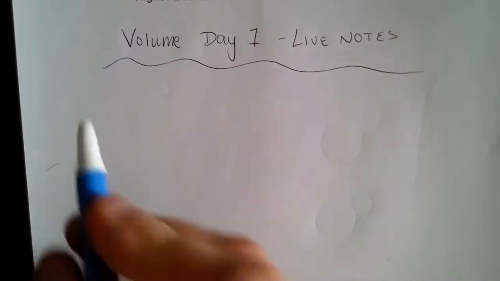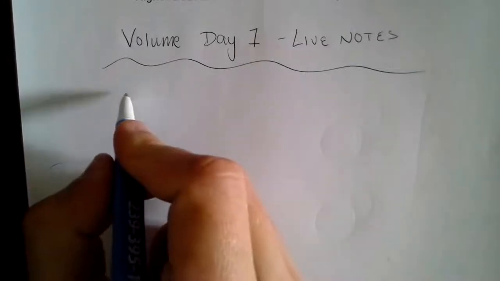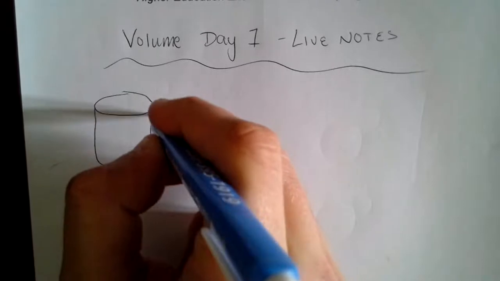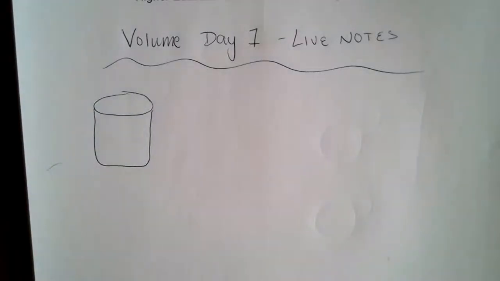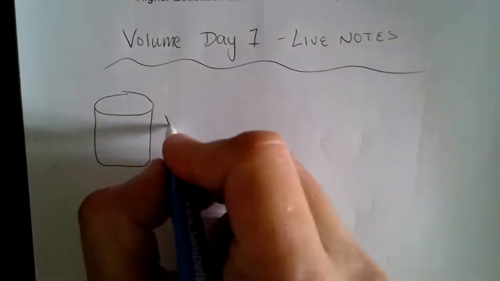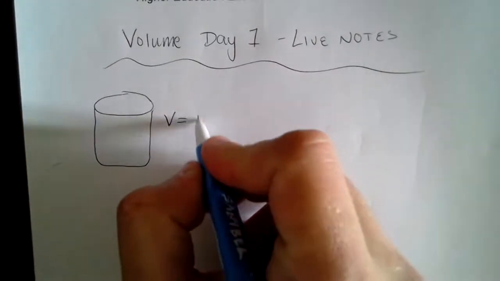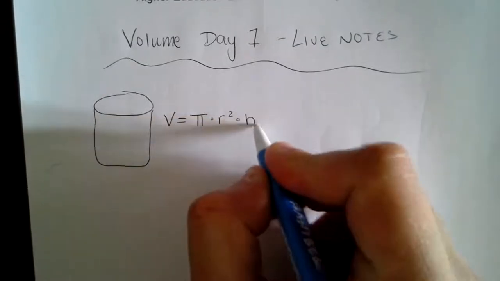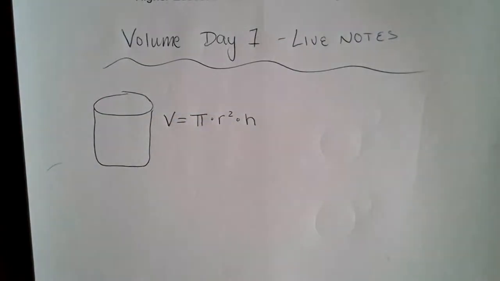Now, there are three shapes that we're going to be trying to determine the volume of. Okay, here's our first one. This is a cylinder. I know it's not the greatest drawing, but this is what a cylinder is. Now, the formula is V equals pi r squared h. That's a lot of letters right there, and maybe some of us are unsure of what they mean.